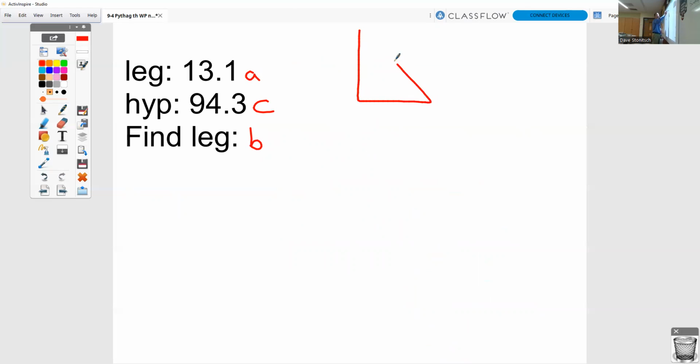If we drew this picture, we would have a right triangle. Your C side is 94.3. That's your hypotenuse. Doesn't matter what you pick for your legs. These are your A and your B. We're looking for the other leg, so that's going to be your X, which is your B side. So again, we're going to use A squared plus B squared equals C squared.